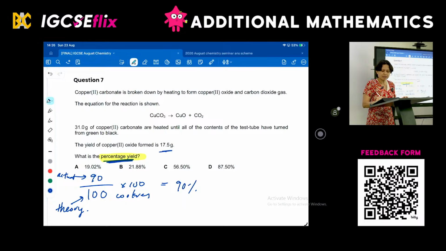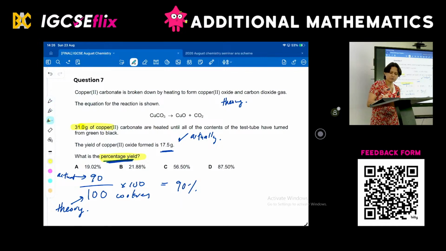What is the percentage yield? They give me copper oxide. Teacher, why do I need to find copper oxide? No, this is the copper oxide that they managed to get actually. You need to calculate the theory. How do you calculate the theory? The long way.